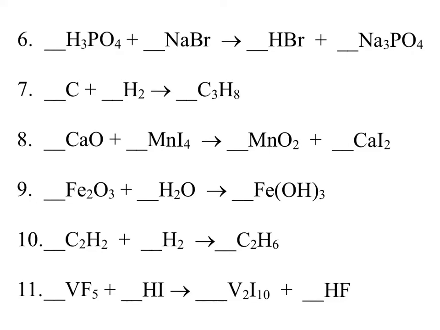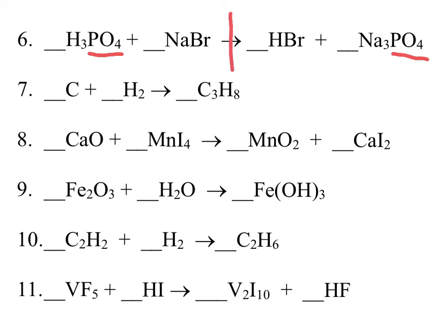We're on worksheet number 2 and starting back up with question number 6. So let's get right to it. If you take a look at number 6, phosphate is a polyatomic ion. It stays the same, so we can treat that as one whole chunk if you want. If that makes you uncomfortable, no worries. You can treat them individually as well. But let's take a look.